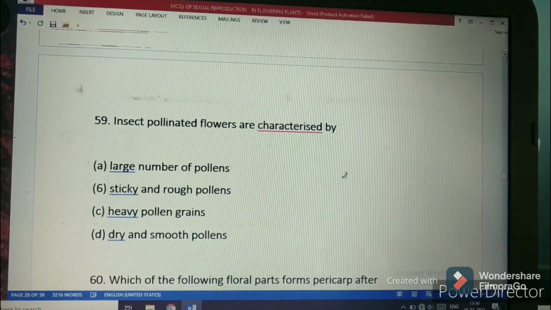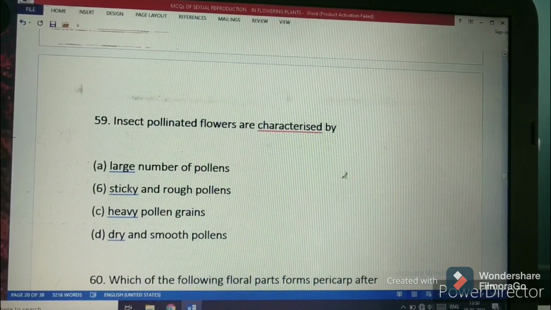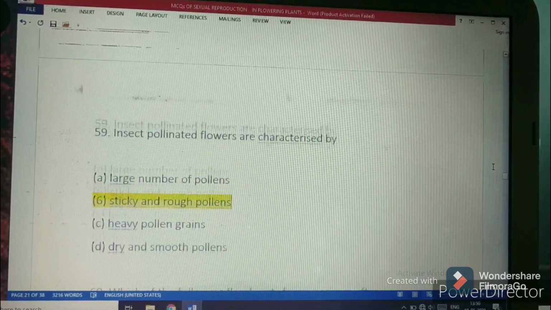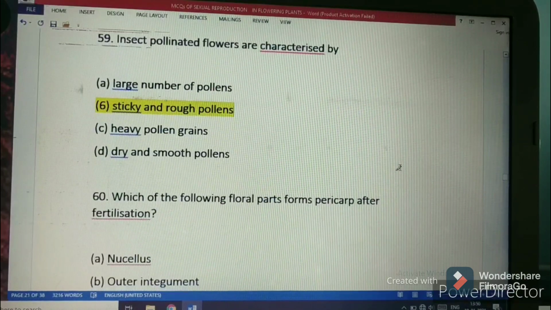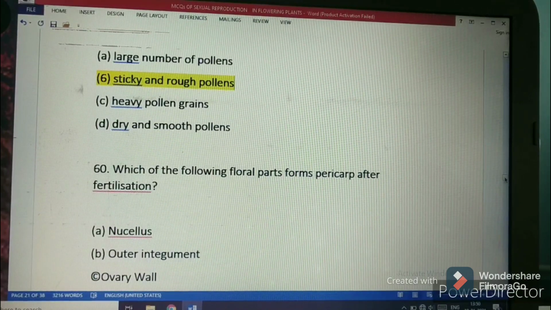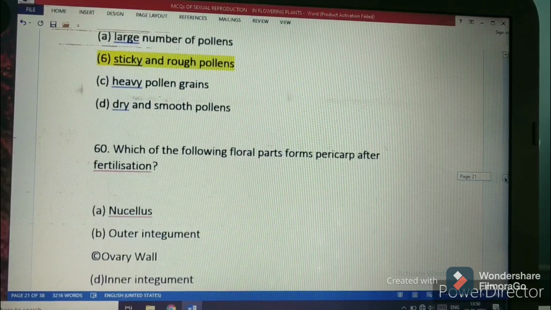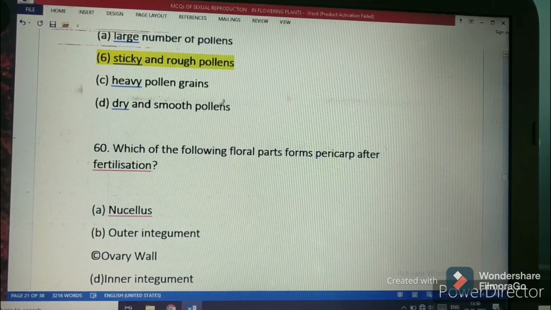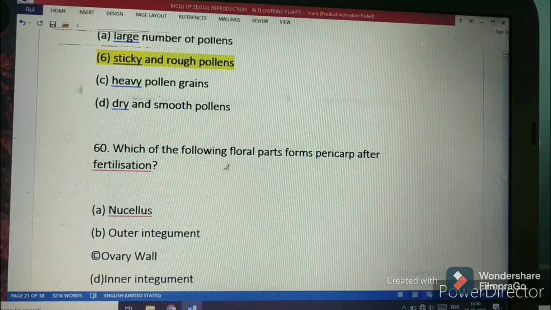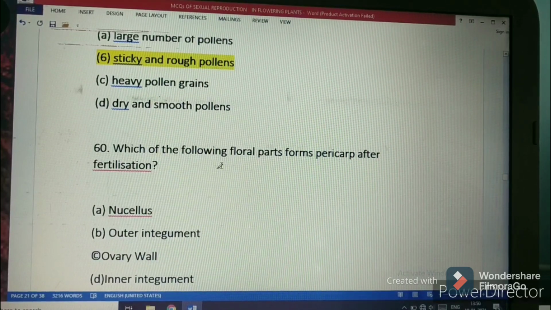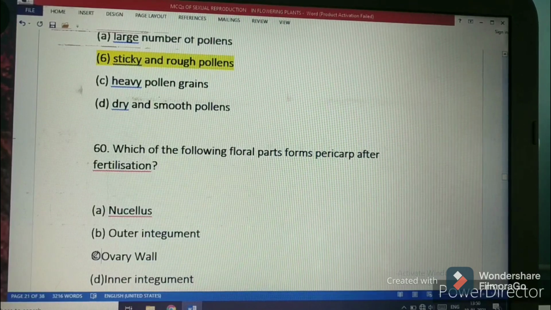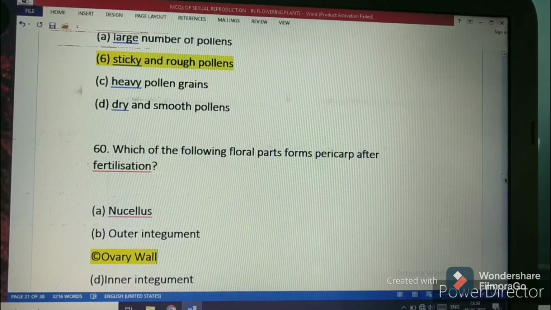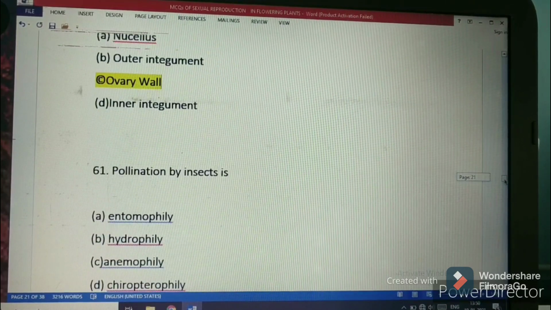Insect pollinated flowers are characterized by sticky and rough pollen. B is the correct answer. Which of the following floral parts forms pericarp after fertilization? Ovary wall. C is the correct answer. Pericarp is formed from the ovary wall.